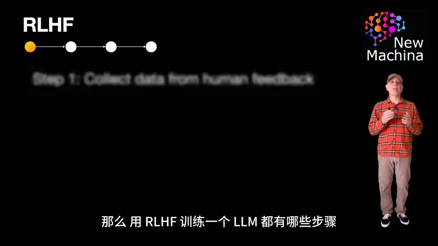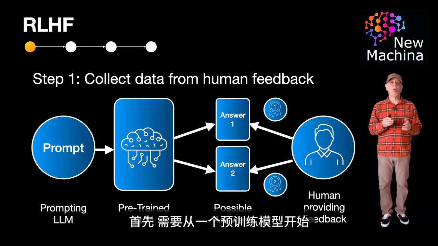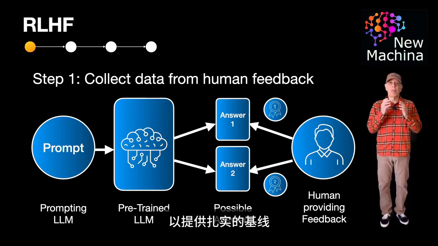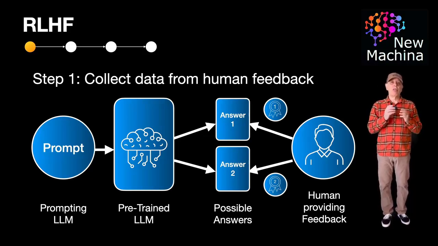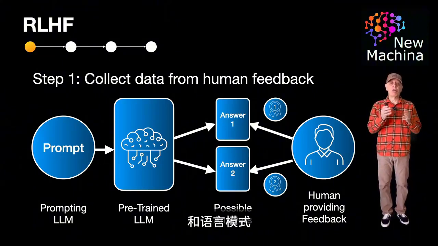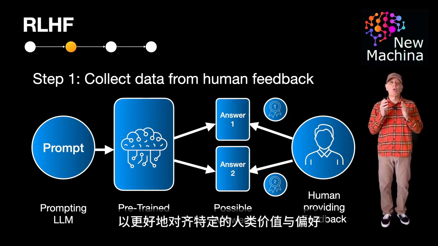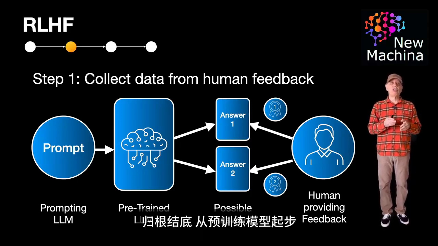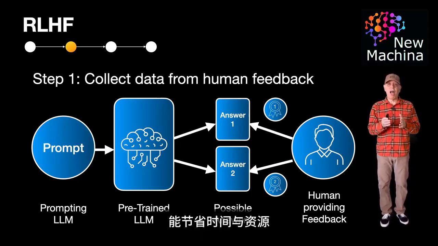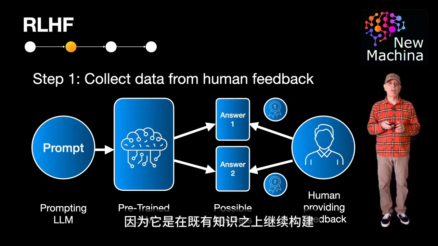So what are the steps in training an LLM with RLHF? Well, first you start with the pre-trained model to provide a solid baseline. This pre-trained model will have already learned a wide range of tasks and language patterns. This foundation allows the RLHF to focus on fine-tuning the model to align with specific human values and preferences. Essentially, starting with a pre-trained model saves time and resources by building on existing knowledge.